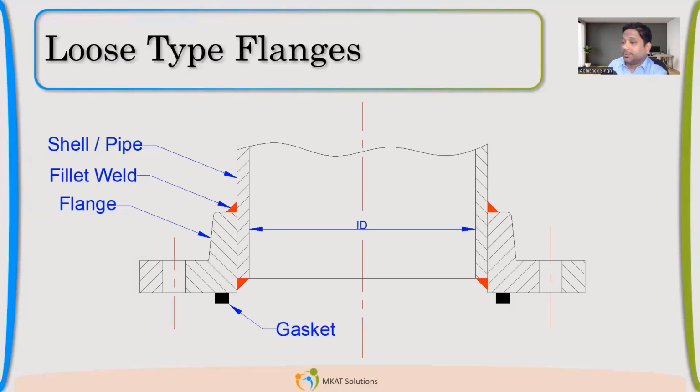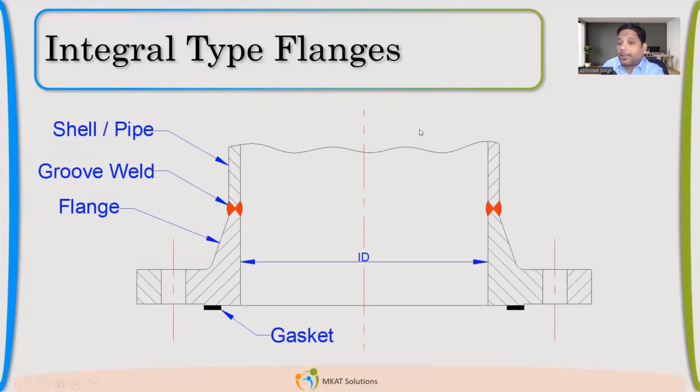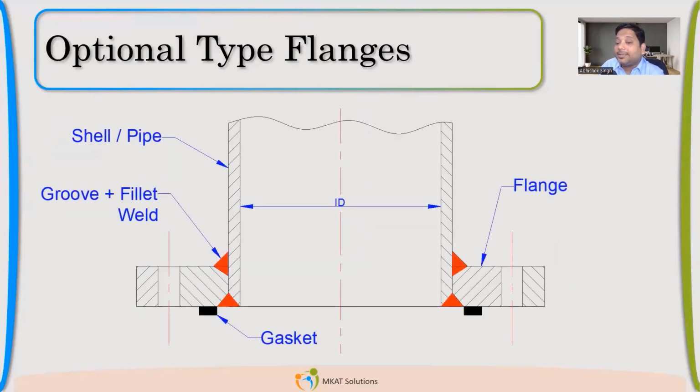Okay, great. So now let us see the integral type. You already know this is a weld neck. Even the earlier one which we discussed, if I have a lap type but I have welded it completely with a full penetration joint, it will become integral. Okay, and these are the optional flanges. You'll see that the weld is a little higher than your loose, because there only fillet was there. Here you have groove also. So with fillet, there is groove weld also.